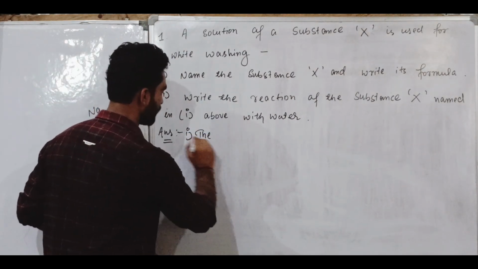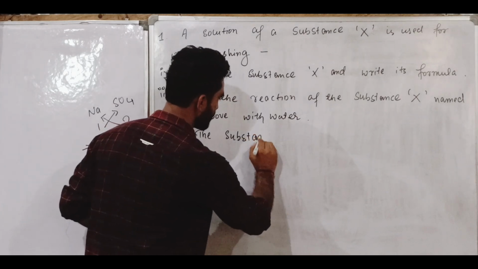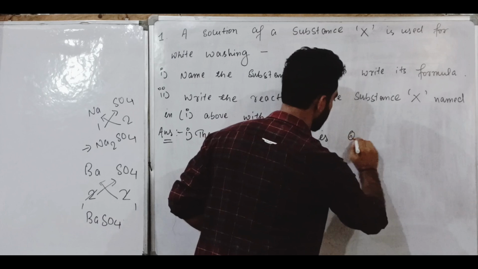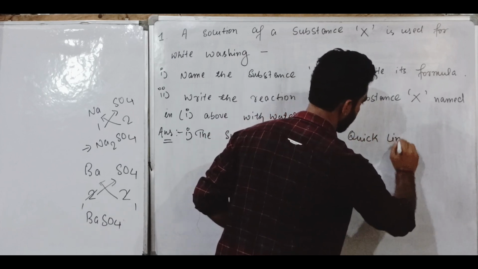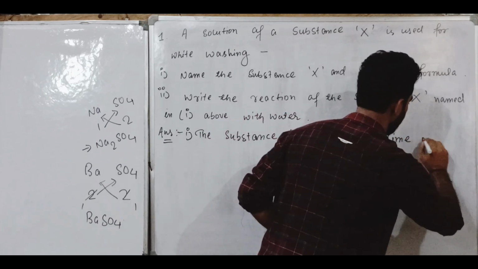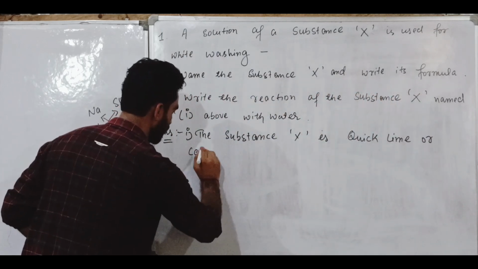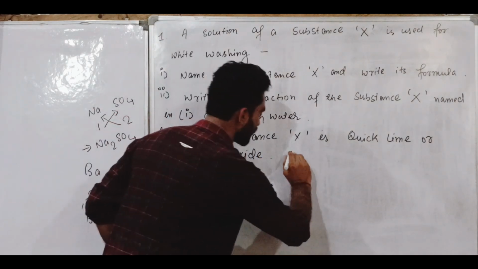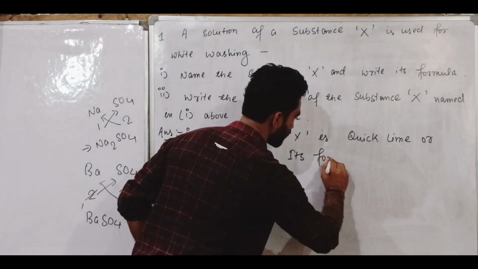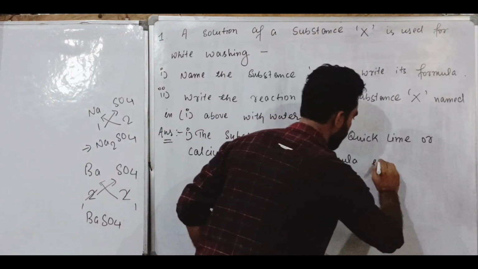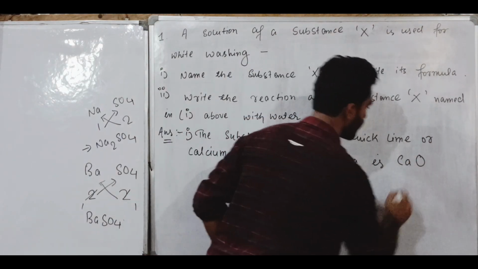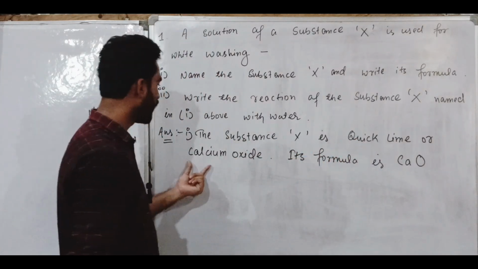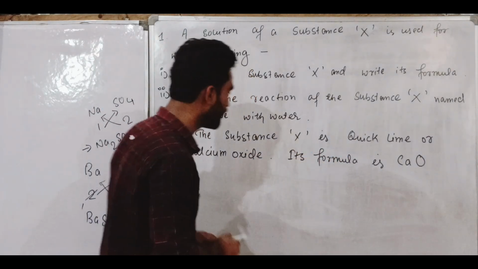The first question: the substance X is quicklime, or it is called calcium oxide. Its formula is CaO. Okay, so the substance X is the quicklime or calcium oxide. Its formula is CaO.